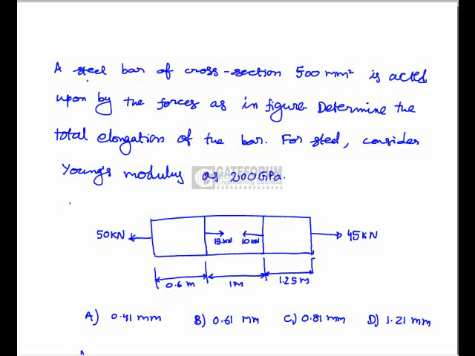A steel bar of cross section 500 mm square is acted upon by the forces as in figure. Determine the total elongation of the bar. For steel, consider Young's modulus as 200 gigapascal.